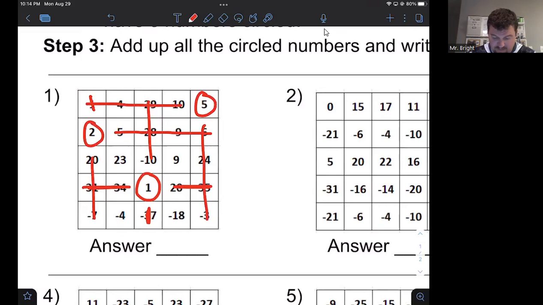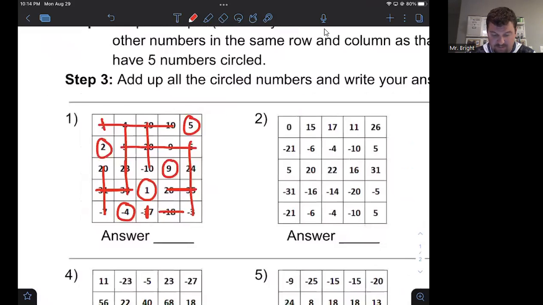And then that leaves me, maybe I could do -4. So I scratch out all the numbers that are in that row that haven't already been scratched out, and in that column. And then that's just going to leave me with 1 number. So by the time you circle your 5th number, there's really no choice. There's only 1 number that's remaining.